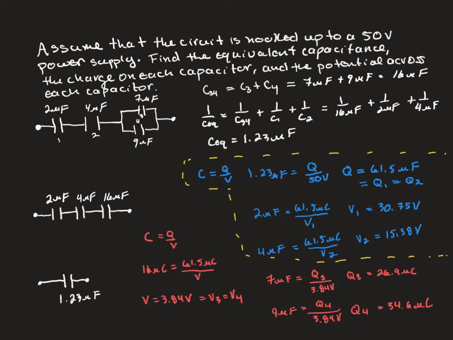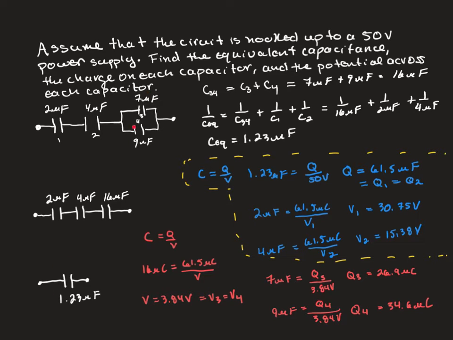Alright, so the first thing I'm going to do is find the equivalent capacitance. So as I go along here, these two are in series, but they're in series with this set of parallel capacitors. So I'm going to first reduce this down to equivalent capacitance. Then I'll have three capacitors in series, and then I can find the final equivalent capacitance.